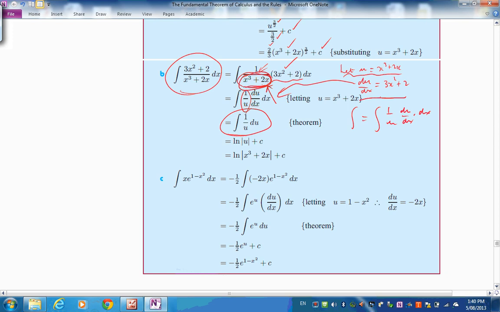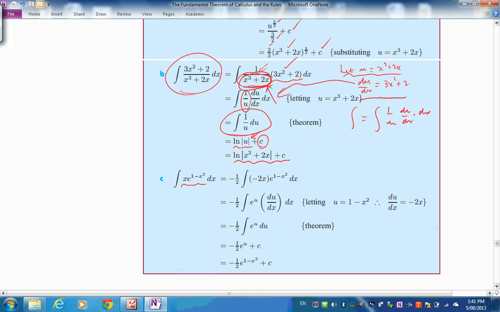Okay, 1 on u, oh, I recognise that. 1 ons come from the differentiation of ln. So it's ln mod u. Remember, don't forget the modulus, because you can't find the ln of a negative number, plus c. And then return to x. The u substitution, called integration by substitution, is to prove the association with the chain rule and validate your process.